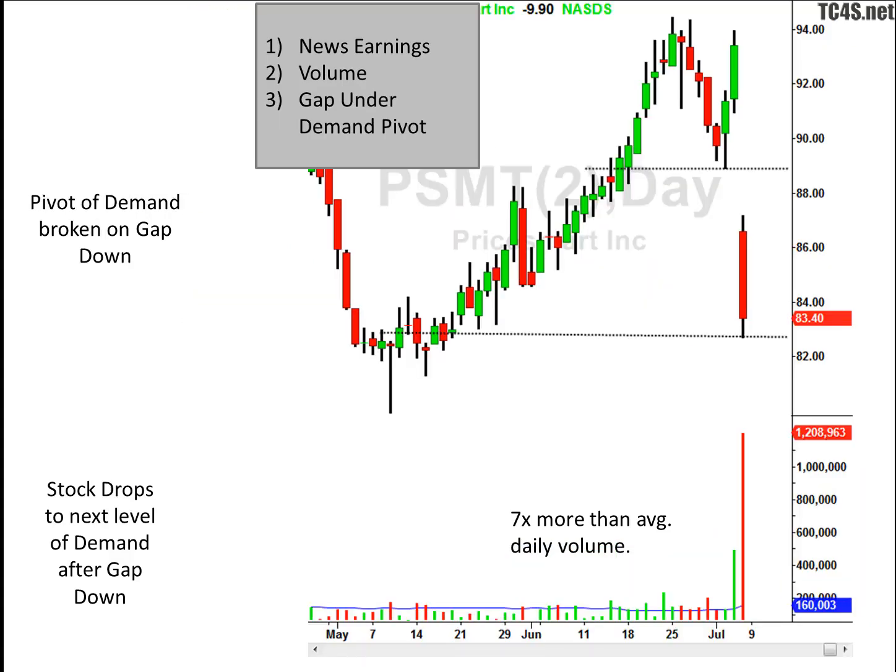Now here's another example. New earnings was the news. It broke below the pivot. The volume was there, 7 times more than the average daily volume, and it gapped on the pivot, the event. Boom, into the demand level.